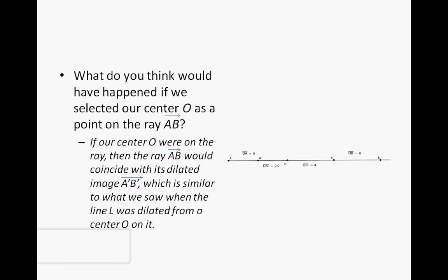All right, what do you think would happen if we selected center O as a point on ray AB? Well, it would be the same if we dilated it. It would go the opposite direction. So even if we cut in half, the points would still be on the line, and it would just be half the distance, not the whole distance.